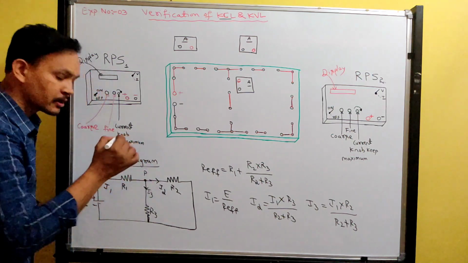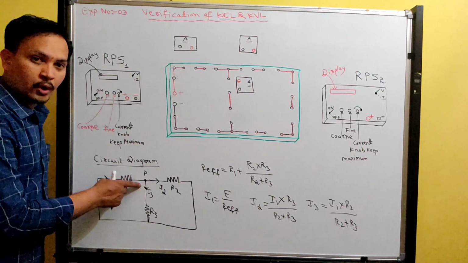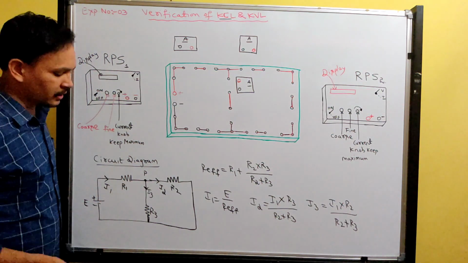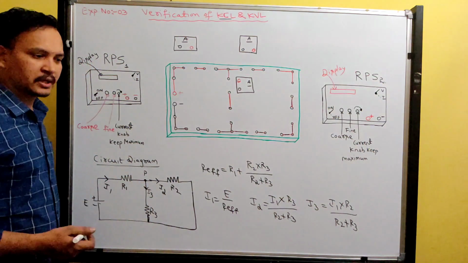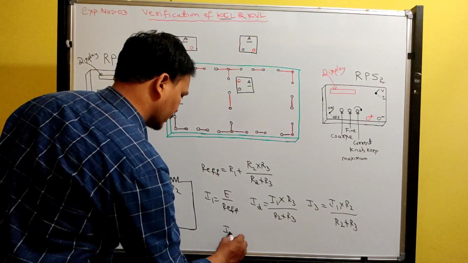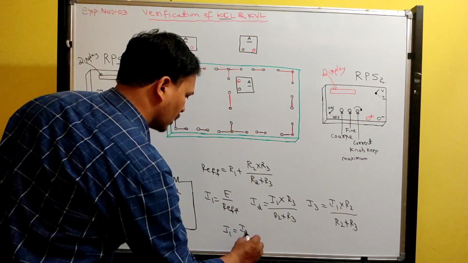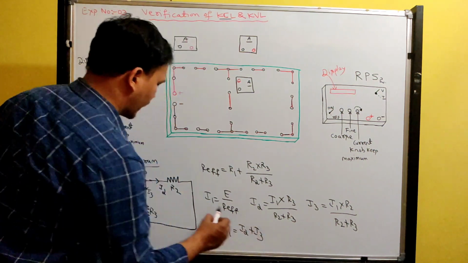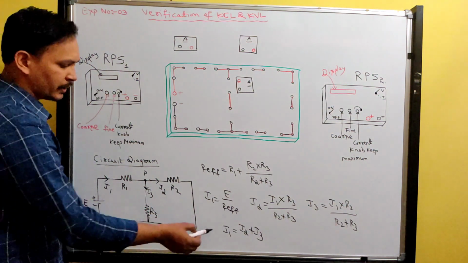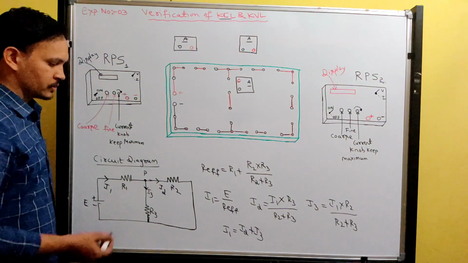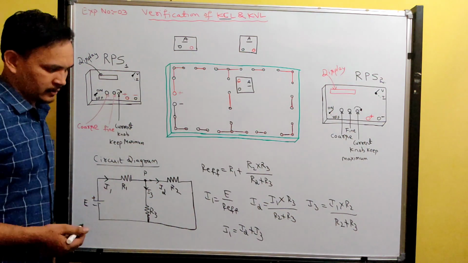This node point is P. Entering current to this node is I1 and outgoing currents from this node are I2 plus I3. So the KCL statement is: entering current is equal to outgoing currents. So the sum of these two outgoing currents should be equal to the supply current. So that is the experiment.